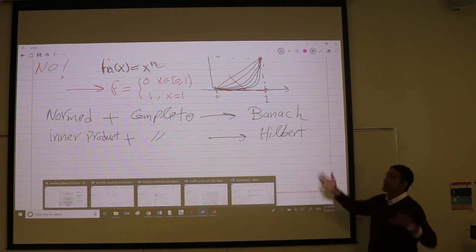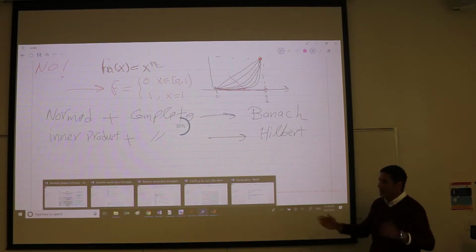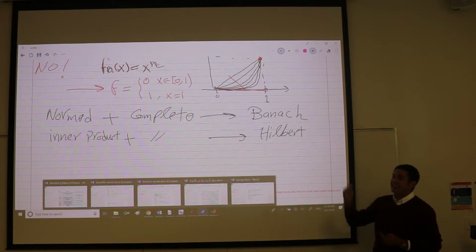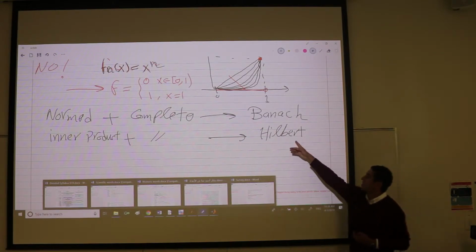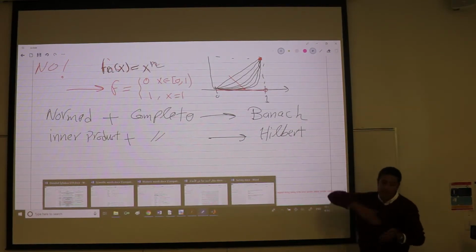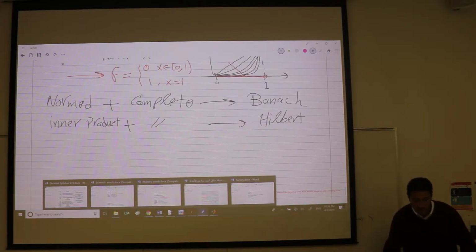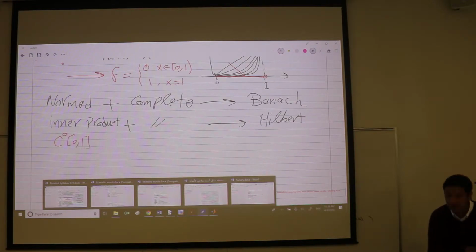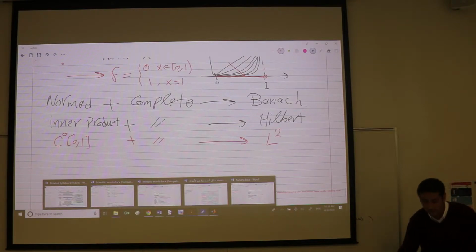It's a generalization of Euclidean space, of our vectors, because our vector is just finite dimensional. If you have x in Rn, it has n components. This guy may be infinite. We're talking about functions. So actually, if we have C0 on [0,1] with the inner product that we said, and it's not complete, if you make it complete, so if you add completion, you get the L2 space. So the L2 space is a Hilbert space.